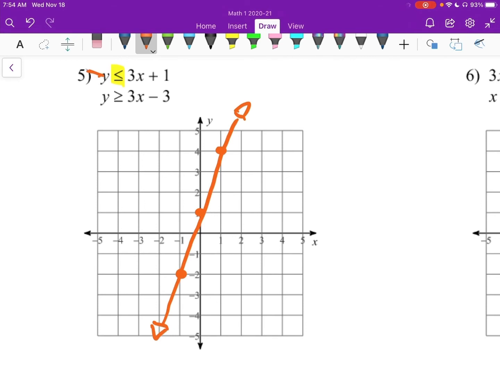I'm going to plug in the point 0, 0 to it. So I'll say, well, 0 is less than or equal to 3 times 0 plus 1. So 0 is less than or equal to 1. And that's a true statement. So I'm going to shade towards 0.